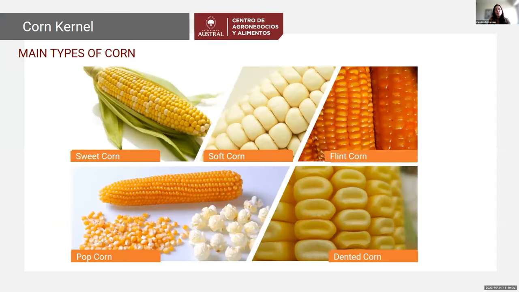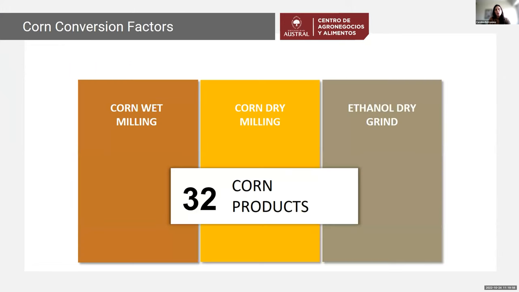Now we can see here the images of the corns. The only two types of corn used in the industrialization processes that I will mention now are flint corn and dent corn. The flint corn is specifically for dry milling for food production, and the dent corn for ethanol production after wet milling. So these are the three processes that we analyzed.